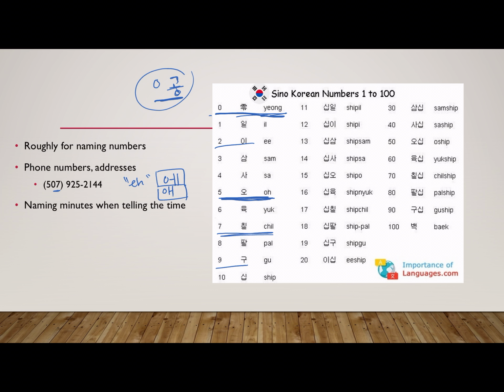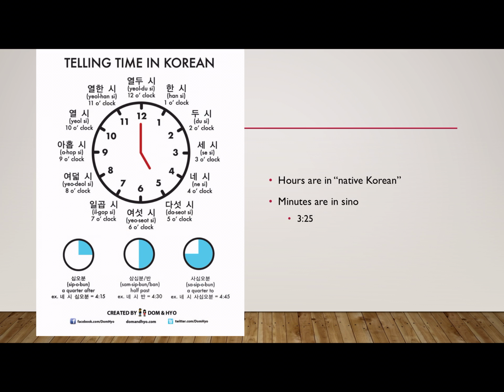And then it's also for when you're naming minutes when you're telling the time. And am I going to go over that right now? Yes, I am. So when you are telling time in Korean, you're saying the hours in native Korean, and then you're saying the minutes in Sino-Korean. So to say 3:25, you'd say the hours in native. So you'd say 세, that's 3. 세시. So the unit for hours in Korean is 시. So 세시.